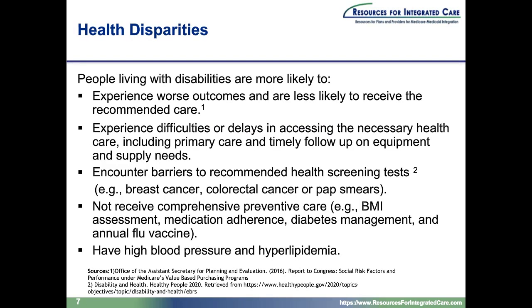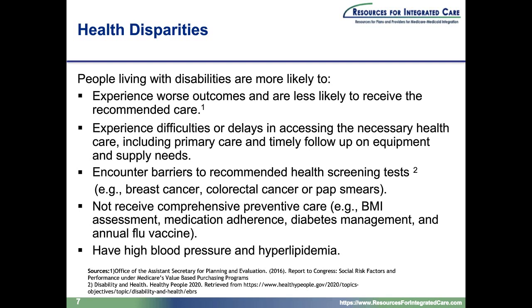First, let's get started with providing a brief background on health disparities and social factors that can lead to poor health outcomes for people with disabilities. As you may be aware, research shows that people living with disabilities face significant health disparities. This is due to a variety of barriers, including difficulties and delays in accessing necessary health care. For example, people living with disabilities often experience worse outcomes, are less likely to receive recommended care, and may not receive the comprehensive preventative care that they need.